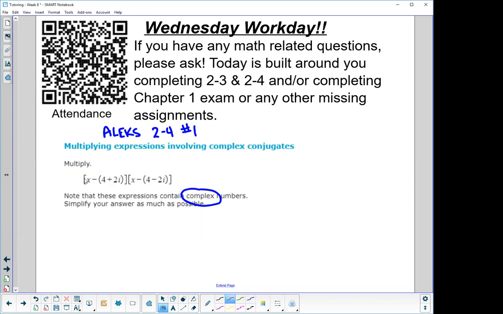Now when I look up here, I have brackets and parentheses. I'm going to help myself out by trying to get rid of these inside parentheses by distributing the negative through on both of these parentheses.